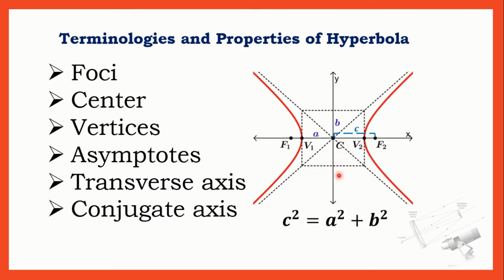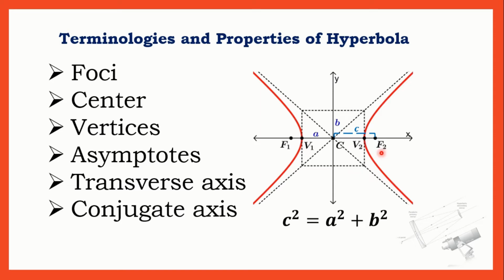The vertices V sub 1 and V sub 2 are the points on the hyperbola collinear with the center and the foci. The asymptotes are the two intersecting lines passing through the center, which serve as the guide in graphing the hyperbola. The curves of the hyperbola will smoothly go nearer to the asymptotes, but will never pass through them.